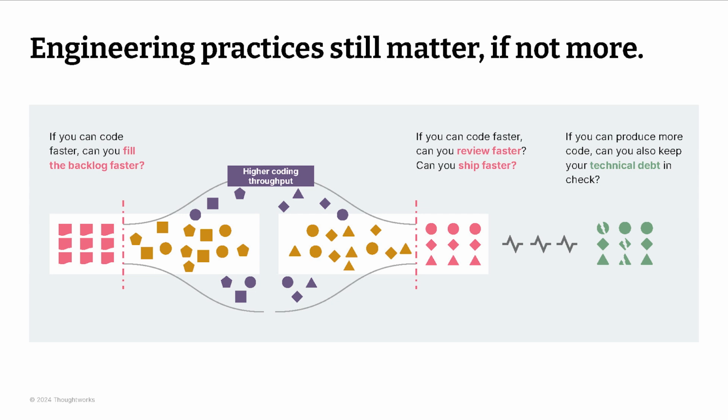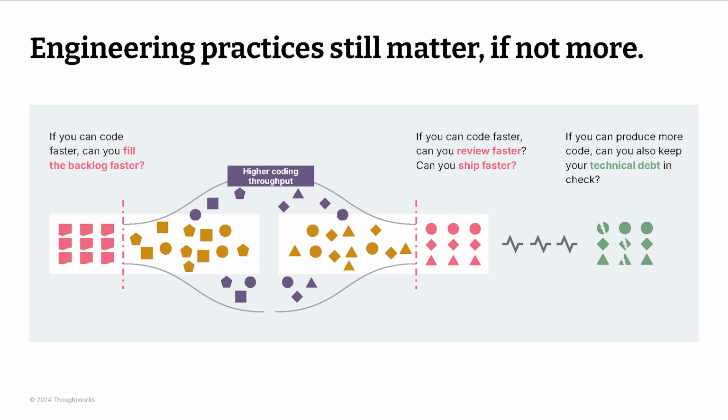Can you ship your code faster? Do you have a proper process set up to review your code? And what happens to your other metrics? Is my tech debt going high or low? Do I have less bugs or zero bugs right now? So in all these situations, our engineering practices still matter.